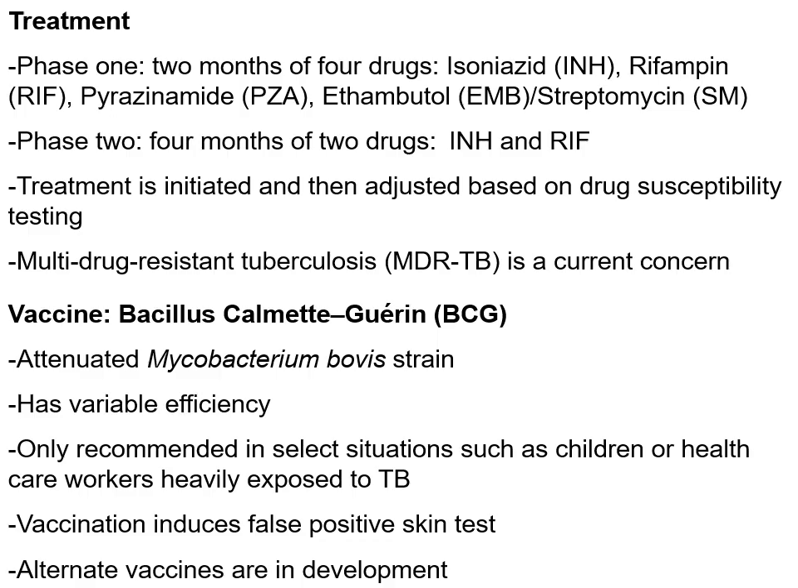There is a vaccine. It is the Bacillus Calmette-Guérin, or BCG, and actually it consists of an attenuated Mycobacterium bovis strain. However, this vaccine has variable efficiency, and because of this, it is only recommended in specific people or populations such as children or healthcare workers who are heavily exposed to the organism.